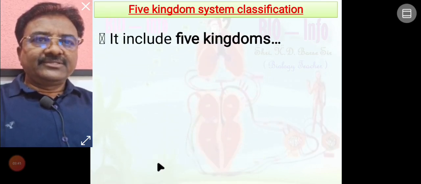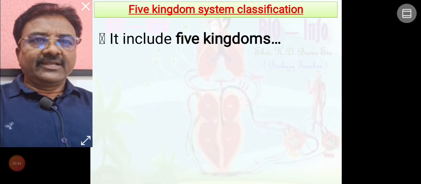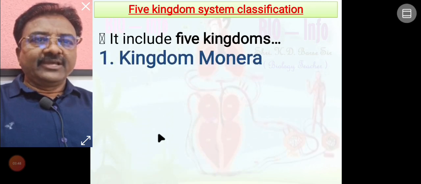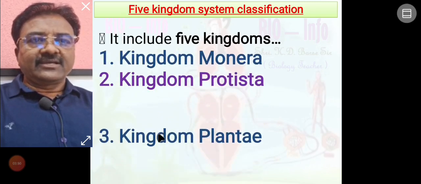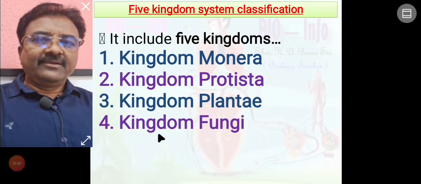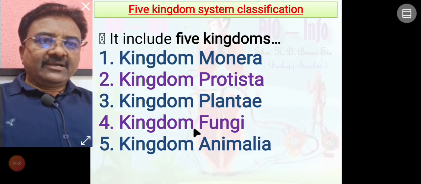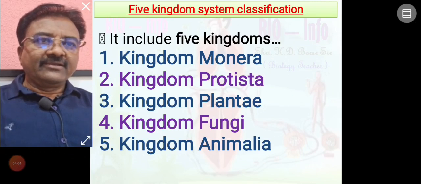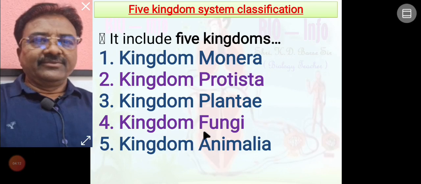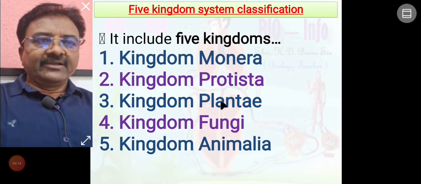It was introduced, no doubt, by R.H. Whittaker, a scientist. It includes five kingdoms: kingdom Monera, kingdom Protista, kingdom Plantae, kingdom Fungi and kingdom Animalia. So these five kingdoms are included in the five kingdom system classification, proposed by R.H. Whittaker. Means all organisms are included in these five kingdoms.